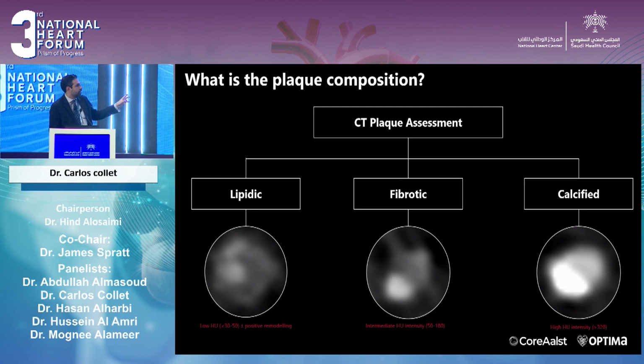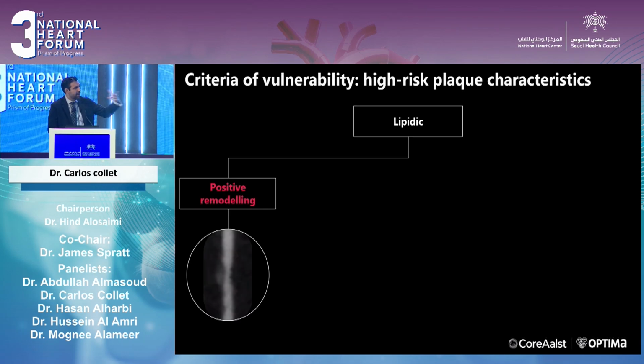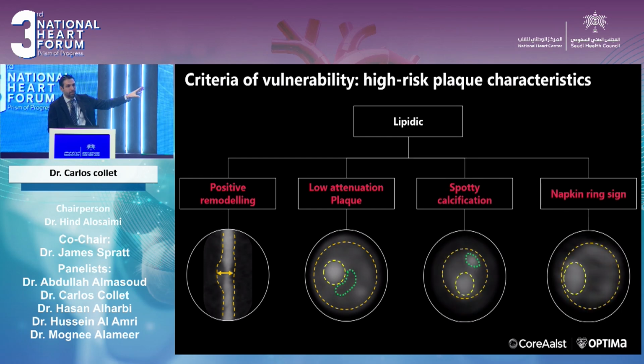I will explain how to look at those. These are the types of plaque that you can see in CT: lipidic, fibrotic, and calcified. You can identify those based on the visual aspect or by looking at the Hounsfield units, and you will understand the plaque composition. The lipidic plaques you can classify further. I will not go into the details, but all these features have been associated with plaque vulnerability, and we're going to have a specific talk about vulnerable plaque tomorrow, where I'm going to describe this in more detail.